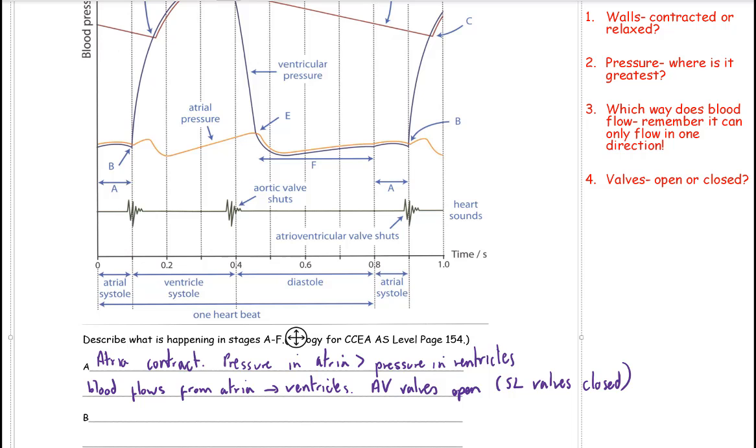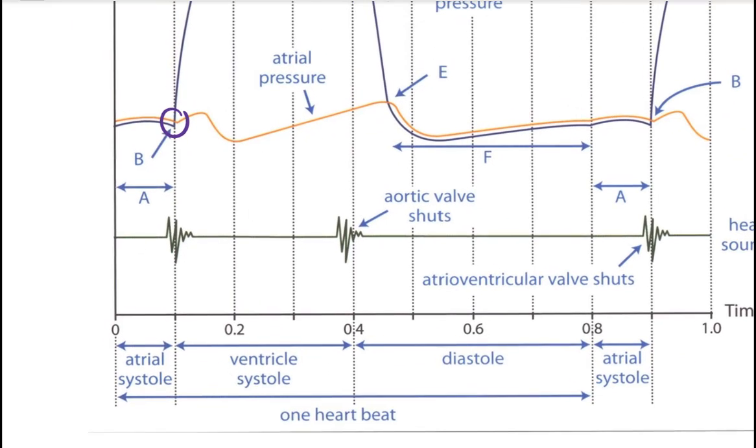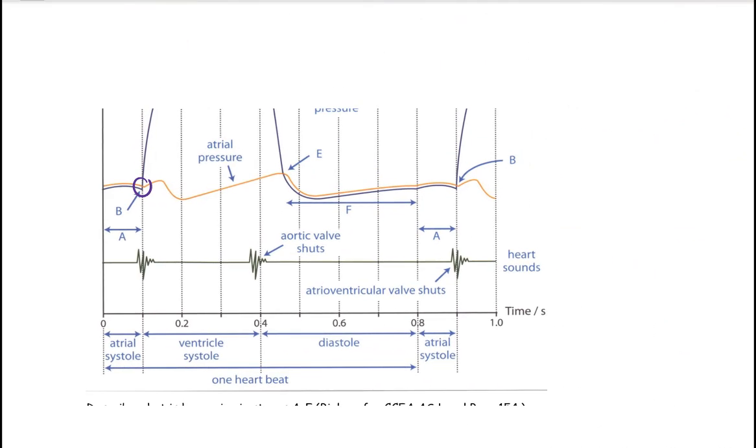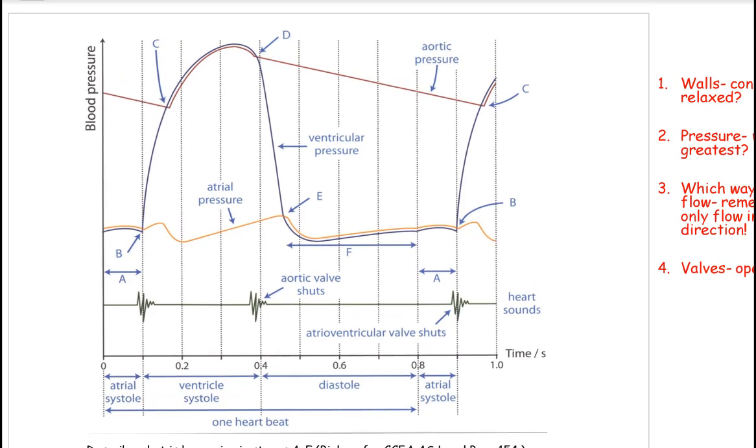Then we come to B. Now, we can see here that this is where the lines cross over. What you'll notice, let me zoom out a wee bit, is that the ventricular pressure starts to increase here. If we go down with the dotted line, that's also where ventricular systole takes place. It's also where we get this first heart sound. So what happens at B is the ventricles start to contract, the pressure in the ventricles starts to rise, and that has the effect of slamming the AV valve shut. And it is actually slamming it shut, and that's why we get this first sound.